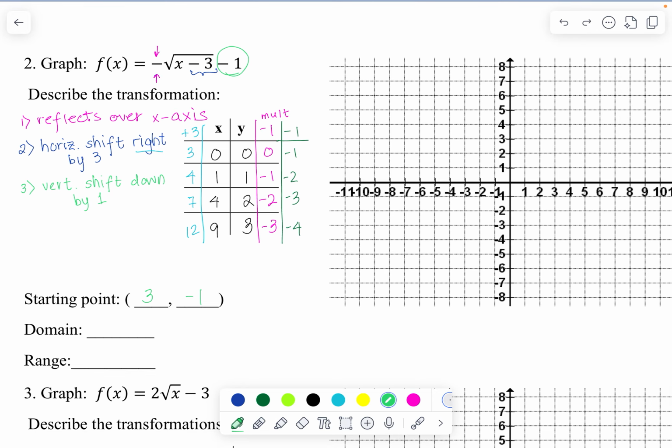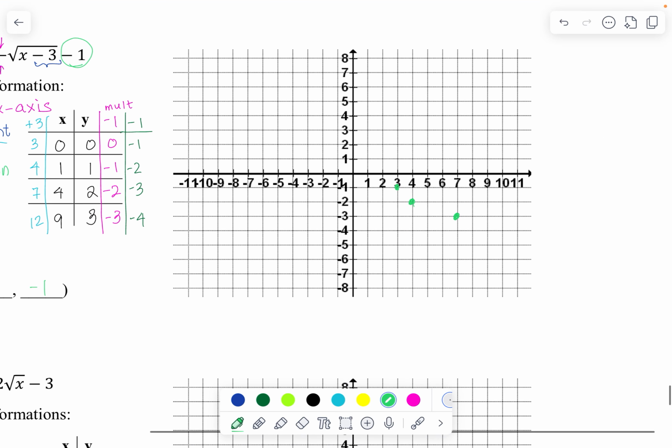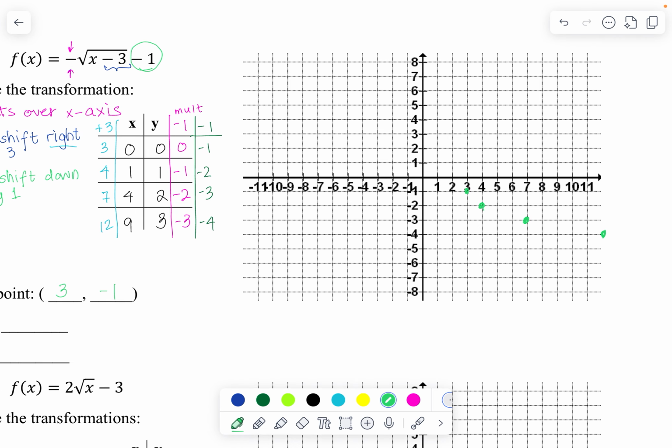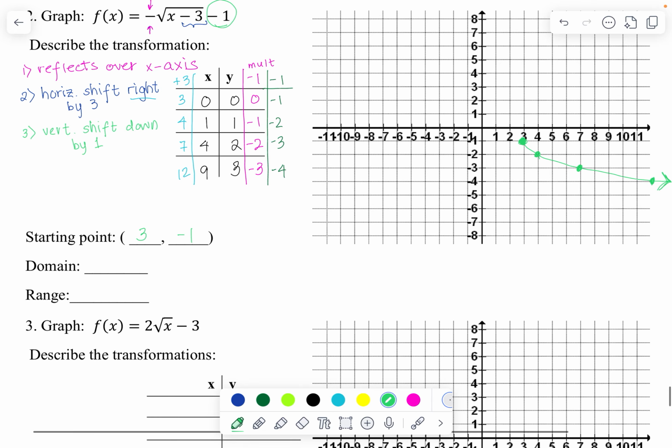So your domain is from 3, bracket around the 3, to positive infinity. And your range is from negative infinity. How low does it go? Negative infinity. How high does it fly? It goes as high as -1. So make sure you put your bracket. Remember, this change happens because of that reflection, that negative sign out front. That's why there's a flip. Okay. Notice how there are no asymptotes, nothing.